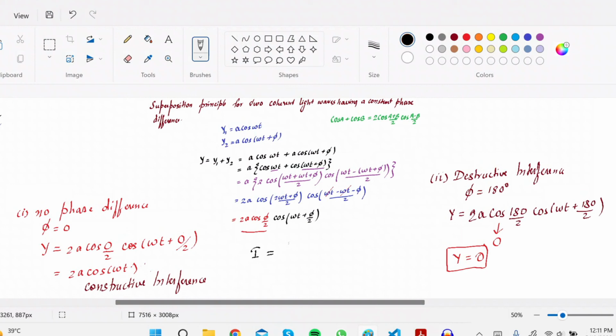Now what is the intensity of such a wave? Intensity of such a wave will be the amplitude, 2a cos phi by 2, whole square. So often in the board exams they ask you to figure out the resultant intensity of such a wave. So 4a square cos square phi by 2.